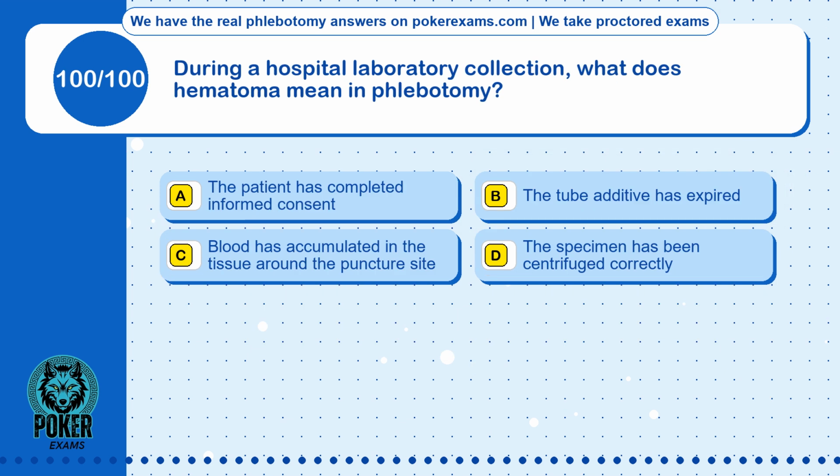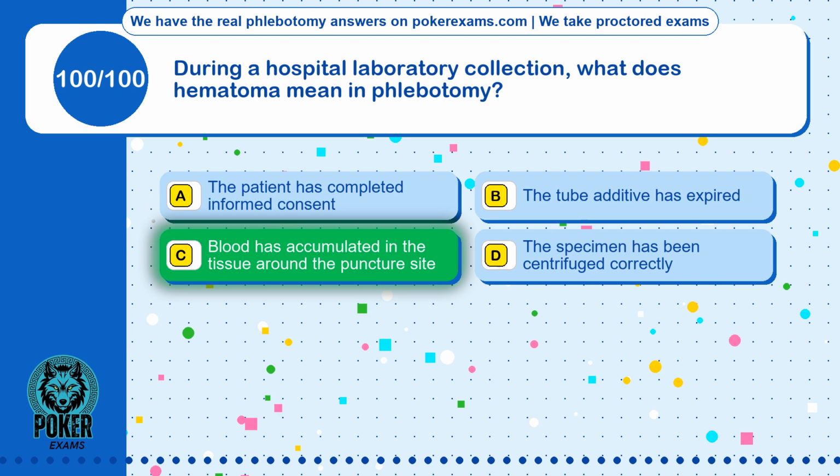Question 100. During a hospital laboratory collection, what does hematoma mean in phlebotomy? Option A. The patient has completed informed consent. Option B. The tube additive has expired. Option C, blood has accumulated in the tissue around the puncture site. Option D. The specimen has been centrifuged correctly.